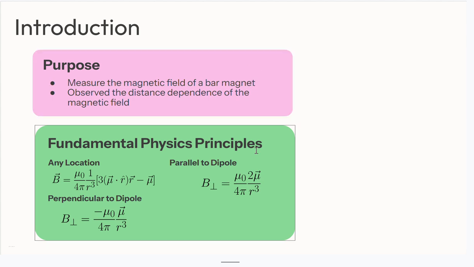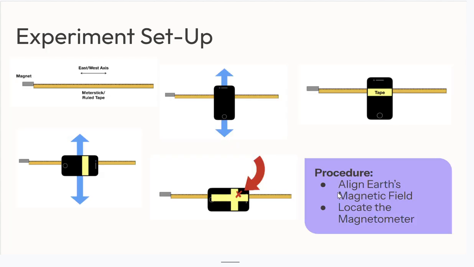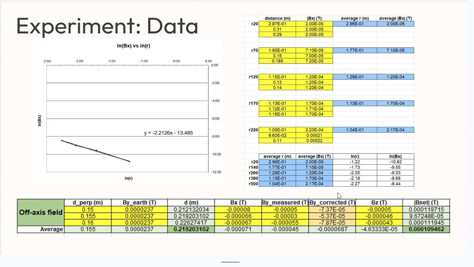Some key physics principles we're going to be using are the Biot-Savart law, where you can find the magnetic field at any distance, and also our magnetic field dipole rules. So to set up this experiment, we have our magnet that was given to us along with our ruler tape. We'll set that ruler tape up parallel to the magnetic field, and then I use my phone with the magnetometer app to record the magnetic field at different locations and distances from the magnet.